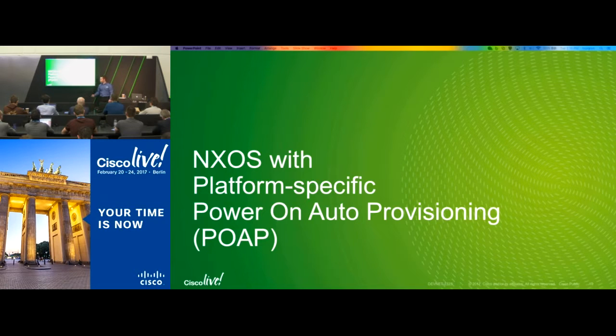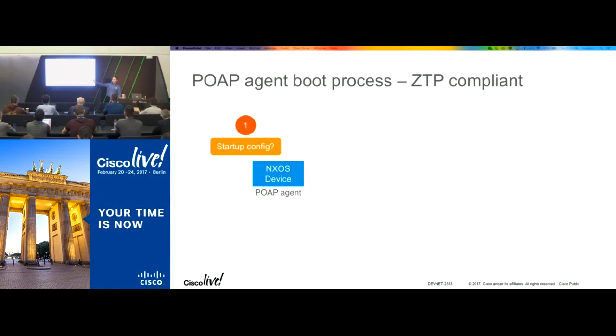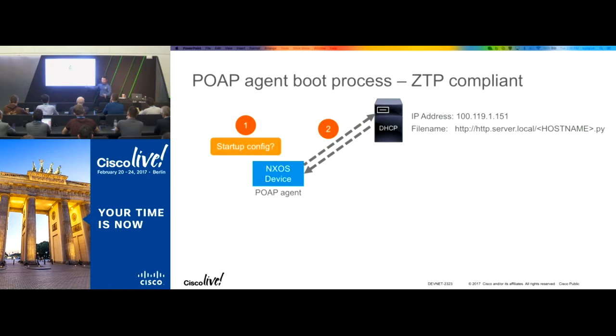So if we look, this will be very familiar. We'll go through it quickly. I'll point out the differences. So Nexus looks at the startup config. If there is a startup config at all, it will not continue. Whereas iOS XR looked at only the username. Other than that, this should look familiar. Yes? So anyone notice the difference?